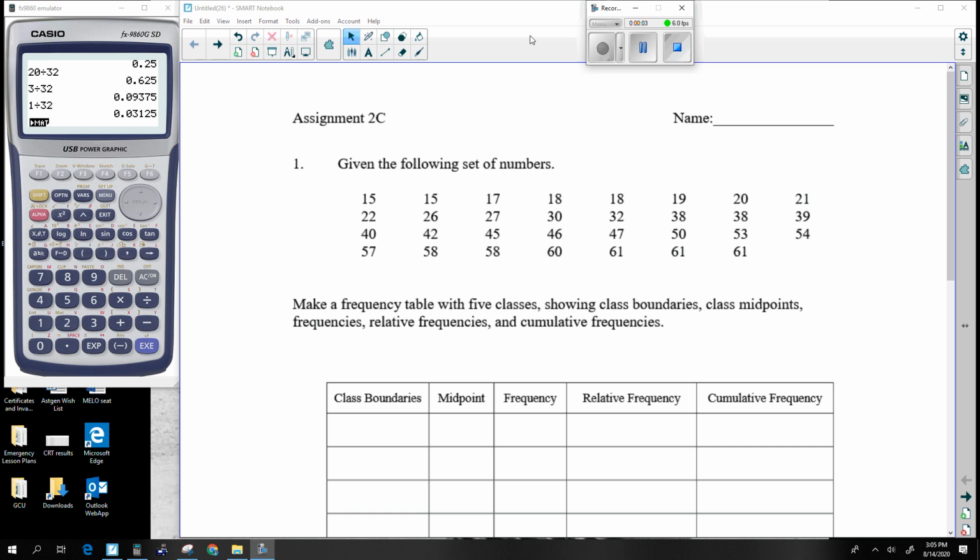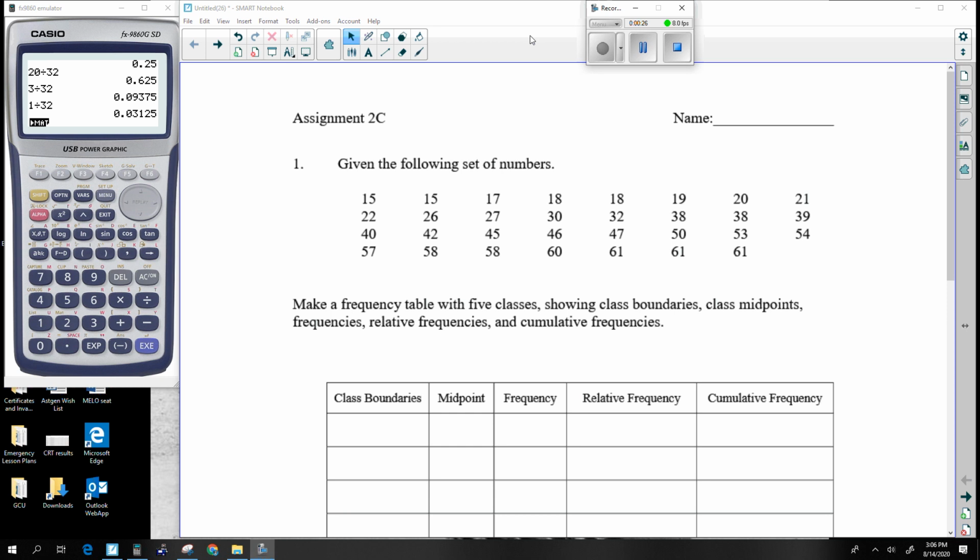All right, kiddos, this is assignment 2C for statistics. This should be the last lesson of Unit 2. Unit 2, as I said, was very, very much cut down from what it used to be. So what you've seen in the last two videos is, in essence, what the test is going to be.